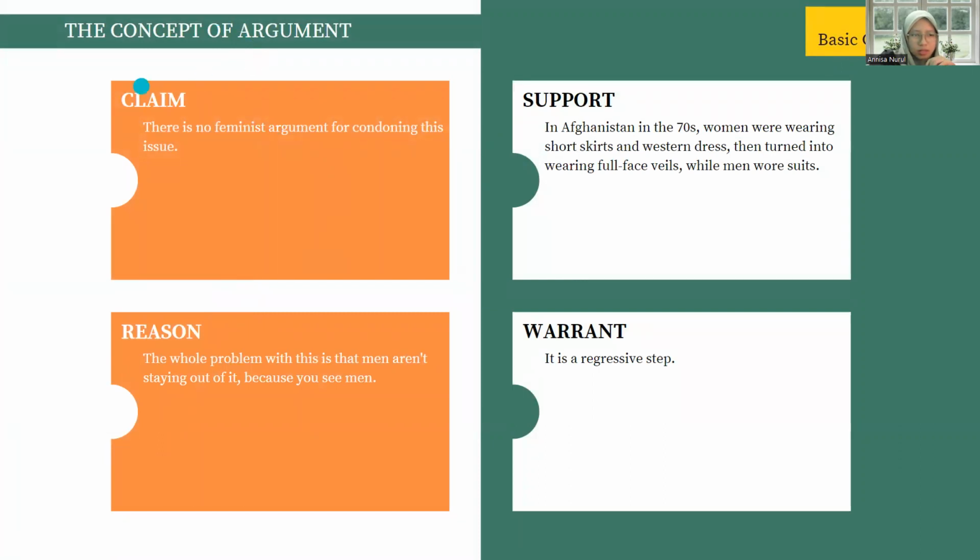All right, the last one. The claim here is there's no feminist argument for condoning this issue, and the reason is the whole problem with this is that men aren't staying out of it. The support: in Afghanistan in the 70s, women were wearing short skirts and Western dress, then it turned into wearing full face veils while men wore suits. And the warrant is it is a regressive step.